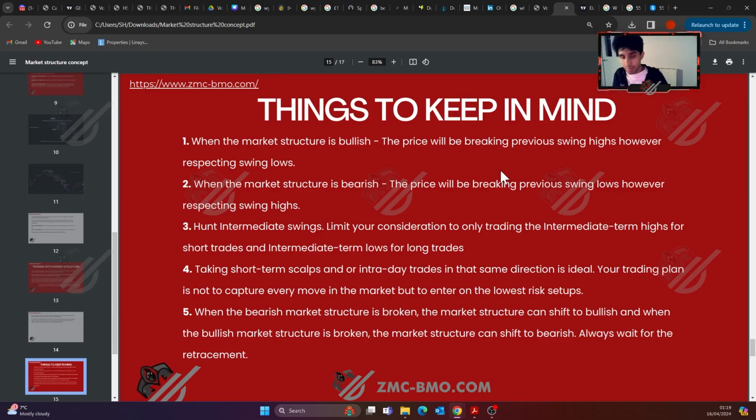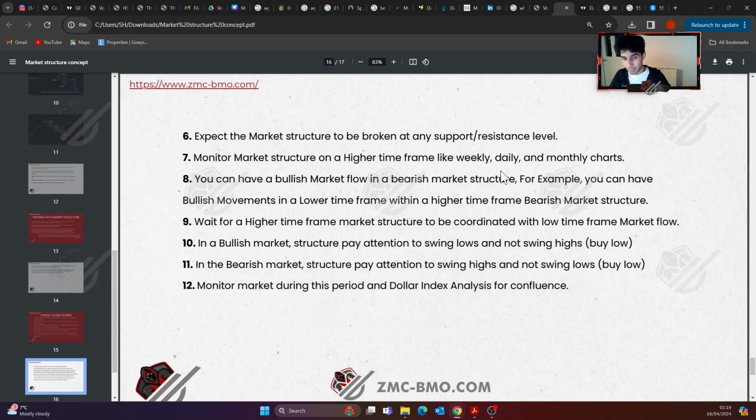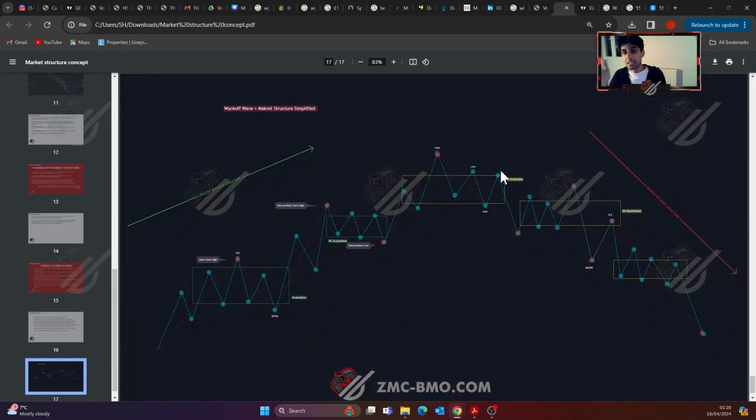Always wait for the retracement. Literally in everything I say, wait for a retracement if you've missed out. Don't rush into anything. And again, there are many more points to keep in mind, so I'll let you guys read that. And this is a Wyckoff wave plus market structure simplified, right?